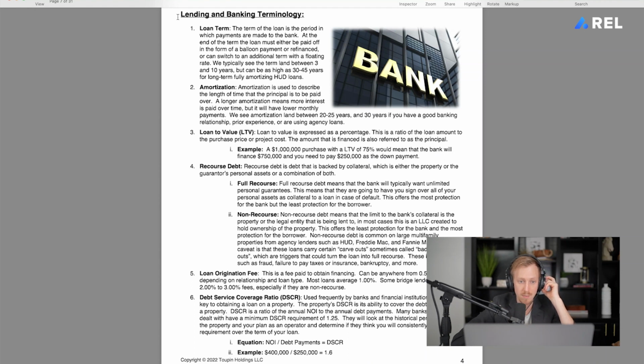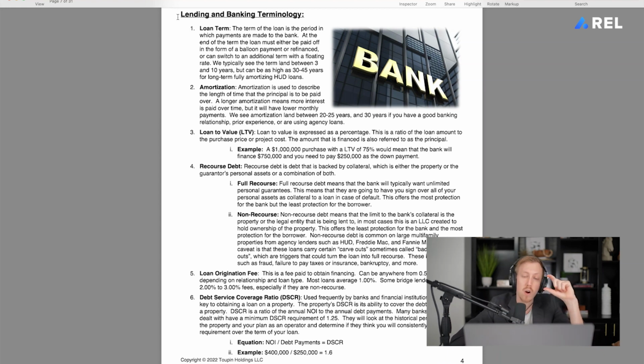Amortization is used to describe a length of time that the principal is to be paid over. A longer loan amortization means more interest is paid over time, but lower monthly payments. We normally see amortization between 20 and 25 years, and 30 years if you have a good banking relationship, prior experience, or are using agency loans. So, amortization, let me break it down a little bit for you. Normally 20 to 30 years. It's in increments of 20, 25, or 30 is common. There are such loans as 15s, but it's uncommon.